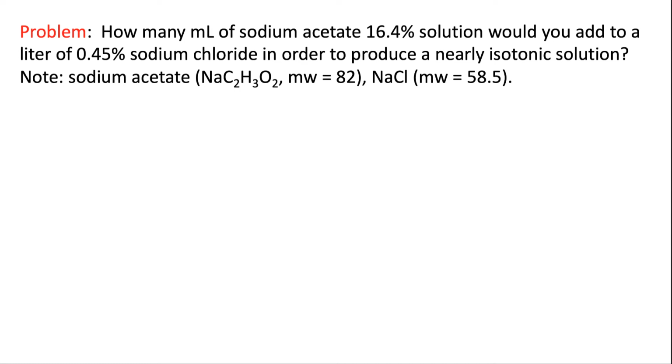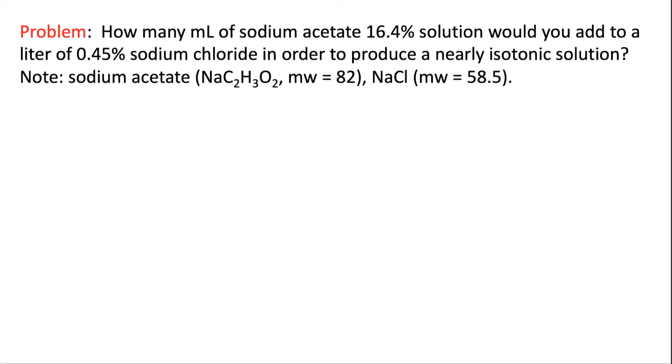And I'll remind you, we have already answered some questions on calcium. Then we've just done one that involved a little bit of magnesium. And so now let's focus on sodium. The question reads, how many milliliters of a sodium acetate, 16.4%, and this is implied weight per volume solution, would you add to a liter of 0.45% sodium chloride in order to produce a nearly isotonic solution? And I give you the formula there for sodium acetate and its molecular weight of 82, as well as the sodium chloride, NaCl, and its molecular weight of 58.5.